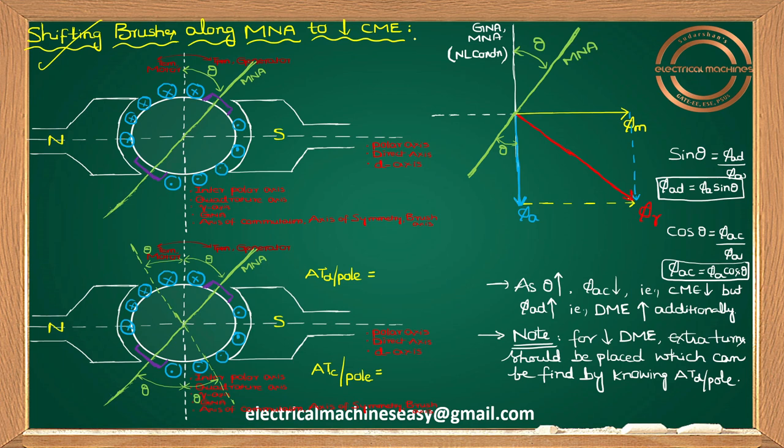because of poor commutation, how you will get sparks at the brushes. First of all, what is the definition of commutation? All those things we'll see clearly, don't worry. But anyway, I'll discuss here. For the time being, you please assume that because of cross magnetizing effect, you will get sparking at the brushes, you'll get poor commutation. So, if you want to reduce sparking at the brushes, if you want to improve the commutation, if you want to reduce the CME, in olden days, they were shifting brushes along MNA. That we will see.